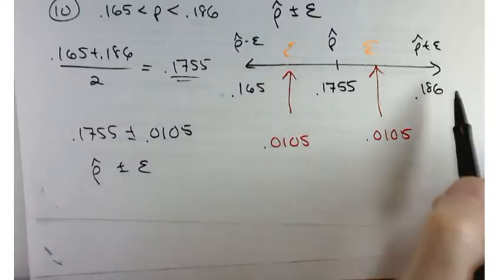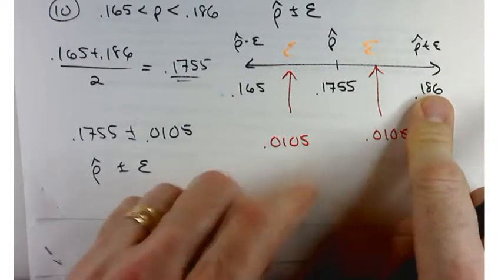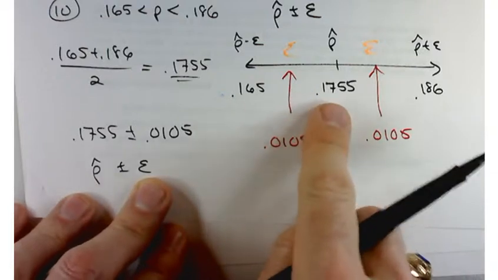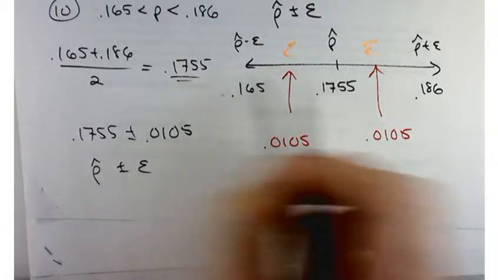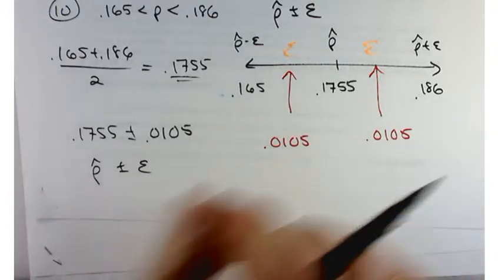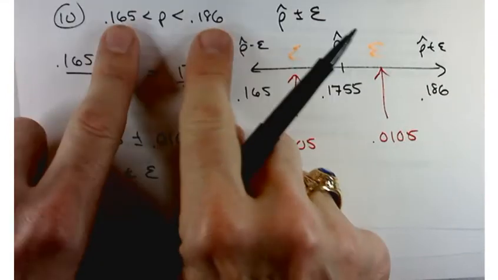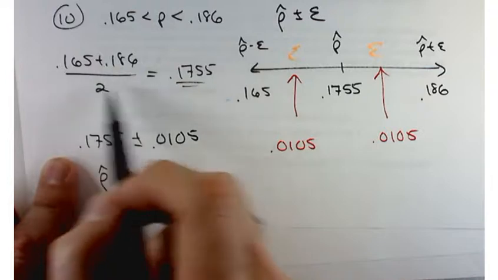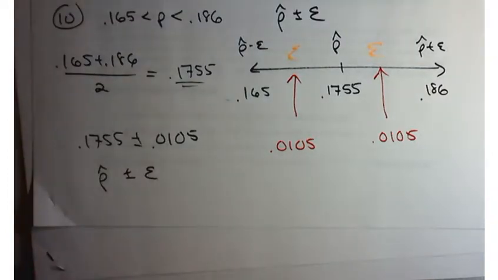I subtracted. You could do it two ways. You could subtract the 0.186 minus 0.1755, or you could subtract 0.1755 minus 0.165. It's just the distance between these two. So it's just a subtraction problem. Oh, we found what's in the middle, and what's in the middle is the average of those two. So you add these two up and divide by 2. Okay. Thanks for the questions. Anything else?